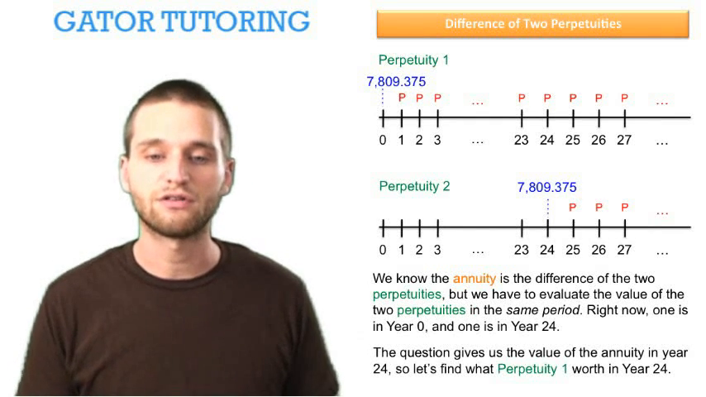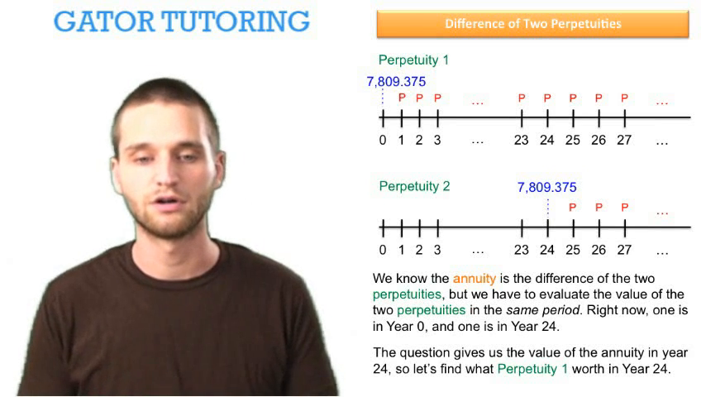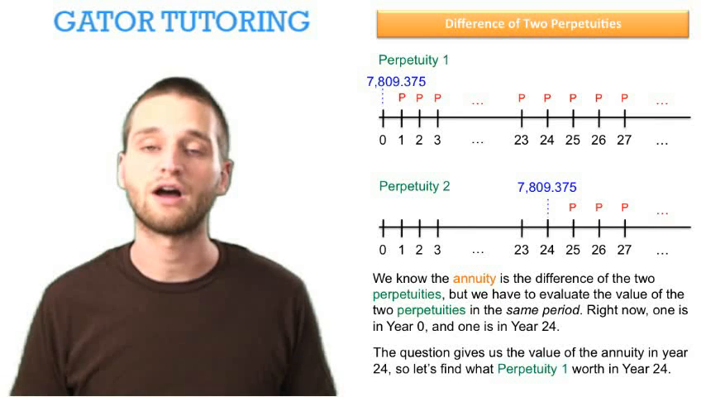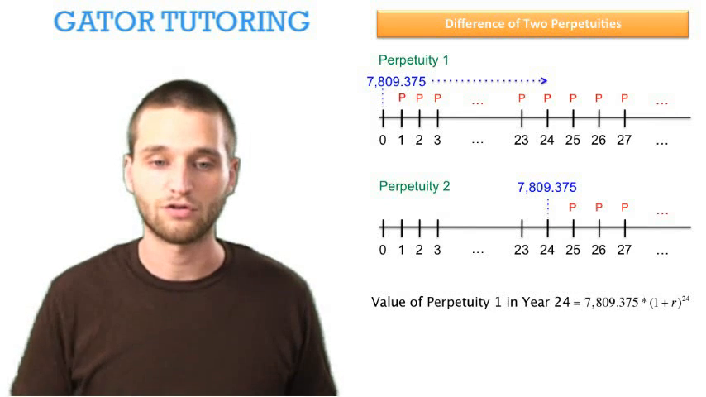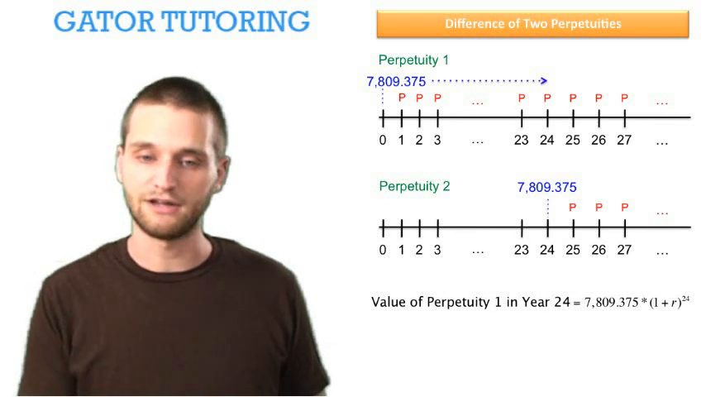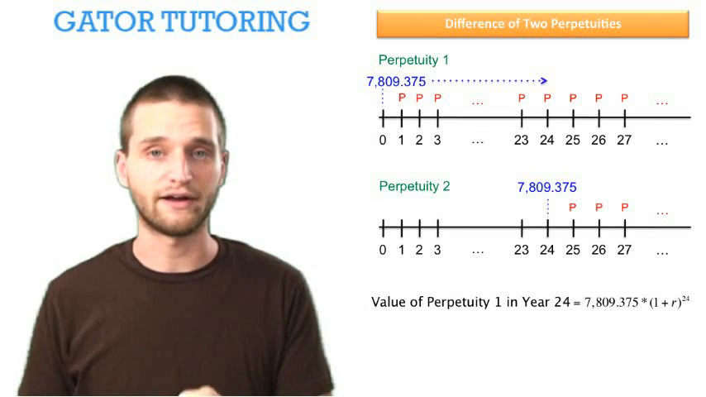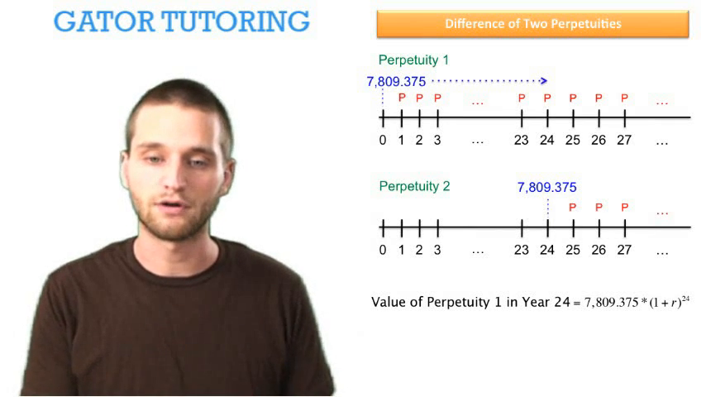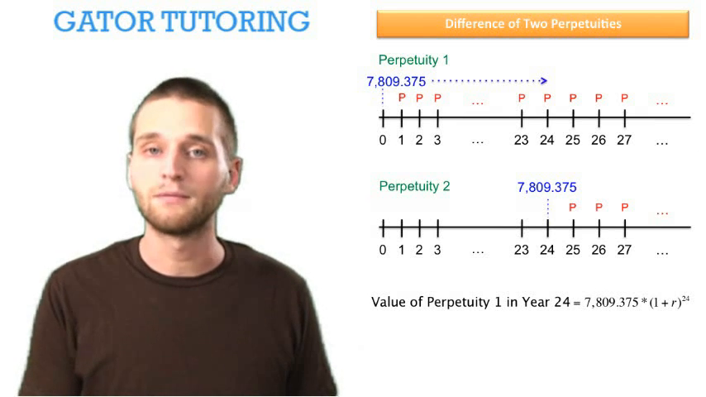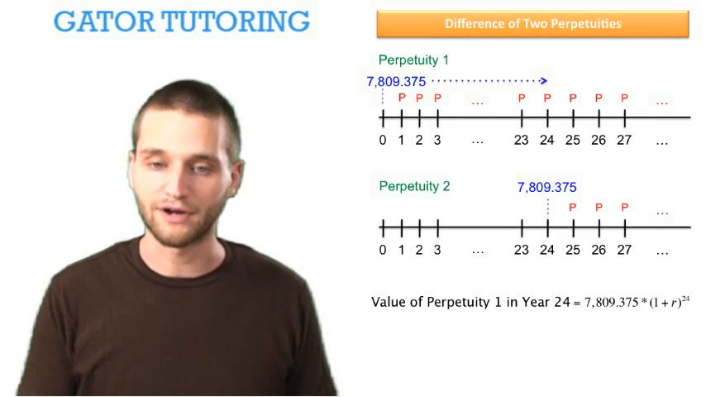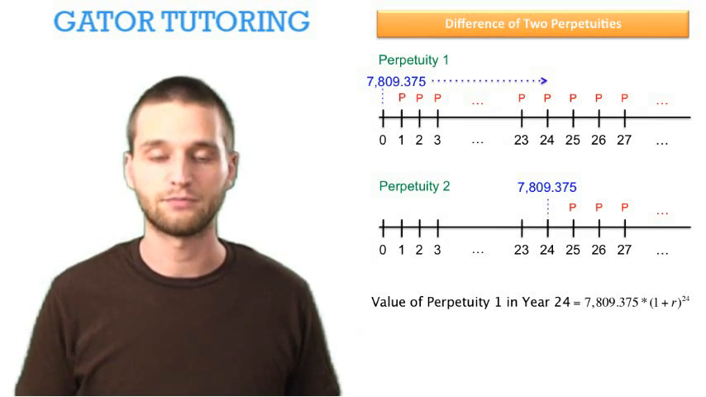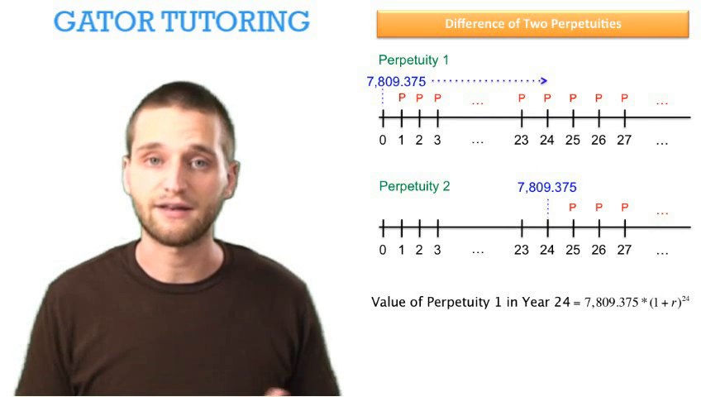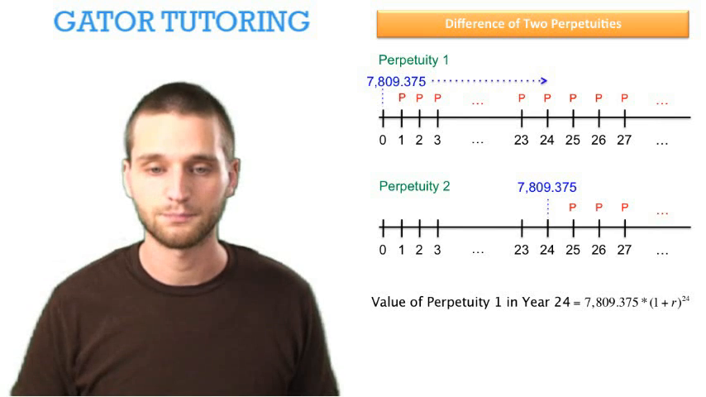The question gives us the value of the annuity in year 24. So let's find what perpetuity 1 is worth in year 24. Let's just compound that forward. So the value of perpetuity 1 in year 24, well, we start with the value in year 0, the $7,809, and we just compound that forward by multiplying it times 1 plus r, the interest rate, raised to the 24, because there are 24 periods between year 0 and year 24. We have to leave r, the interest rate, as a variable, because again, we don't know what it is.